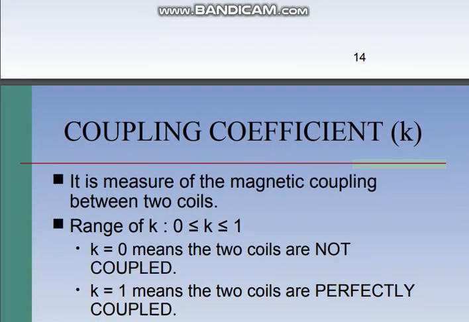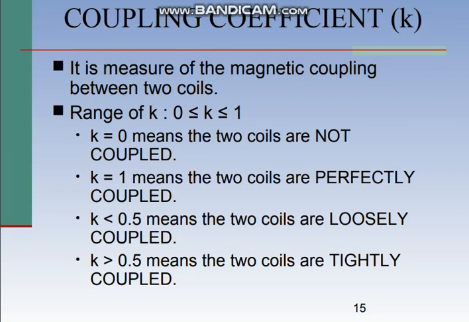Now the coupling coefficient K is a measure of the magnetic coupling between two coils. That means how much power and how much magnetic flux has been coupled or taken over by a coil. When there is mutual inductance, how much power has been transferred, or how much magnetic flux has been created due to another coil. That is the thing of the coupling coefficient, and it has no unit, as it is known as a coefficient.